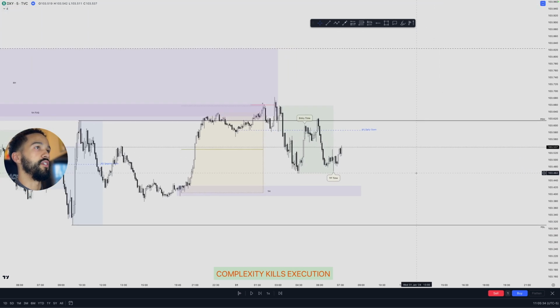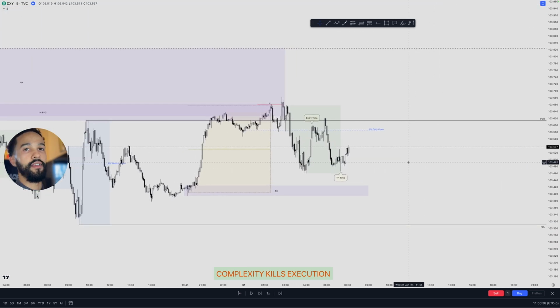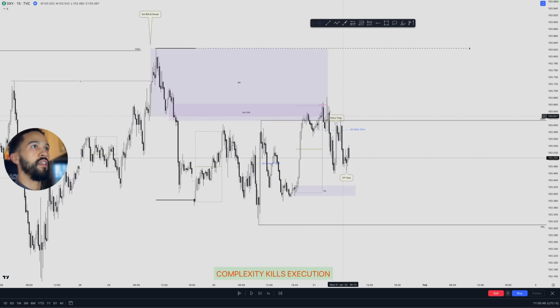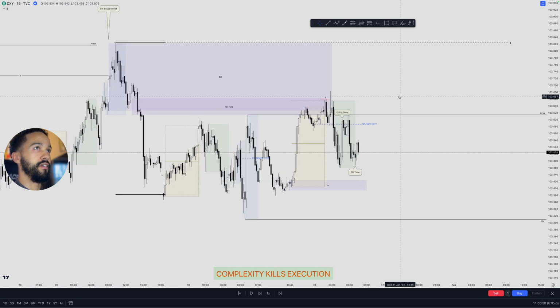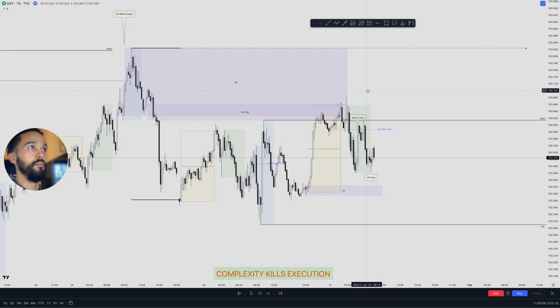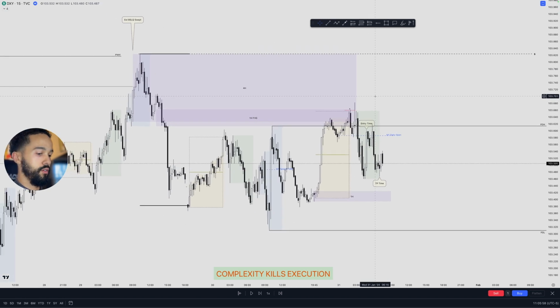So here we are on DXY, right? Just like on EU, it swept the internal high of Asia, right? Swept that buy side liquidity, broke down. Let me go to the M15. So swept that liquidity, broke down. However, as you can see here, right, we had a 1 hour fair value gap nested within a 4 hour order block.